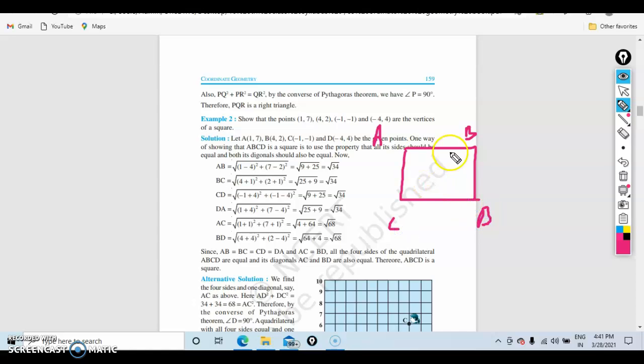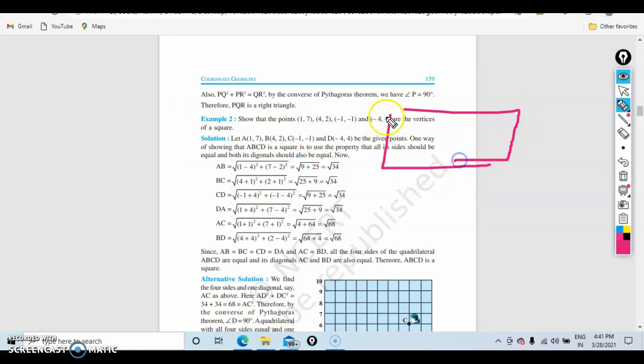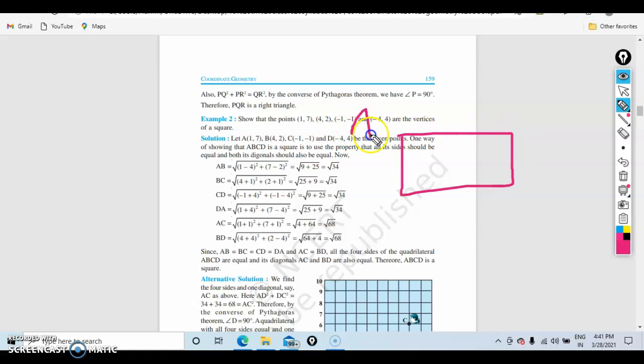Now what do we have to do? The same principle you need to follow. Take two points at a time. First do AB, then BC. Sorry, this is D. Okay, so first do AB, then BC, then CD, then DA. As per them, they have taken it like this, square ABCD. So first they did AB, then BC, then CD, then DA.